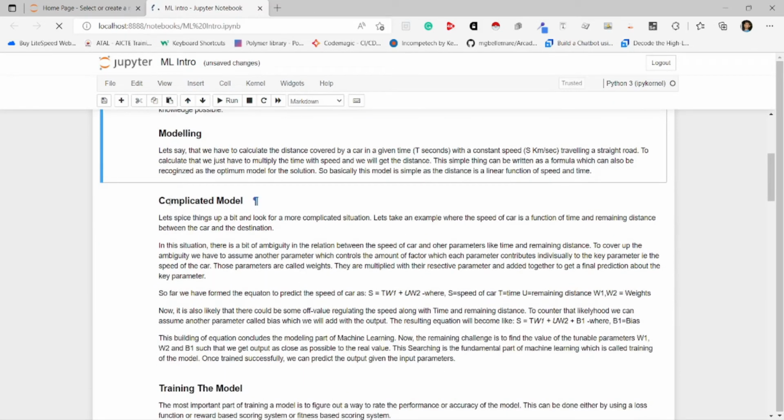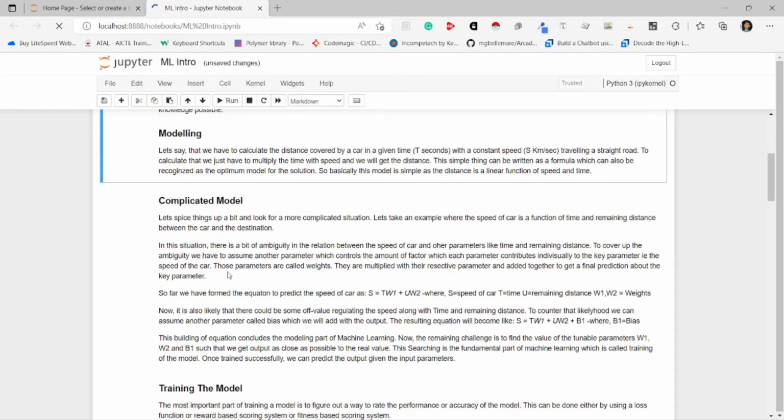Now, let's spice things up a bit and look at a more complicated situation. Let's take an example where the speed of the car is a function of time and remaining distance between the car and the destination. So in this situation, there is a bit of ambiguity in the relation between the speed of the car and other parameters like time and remaining distance. To cover up the ambiguity, we have to assume another parameter which controls the amount of factor which each parameter contributes individually to the key parameter, that is the speed of the car.